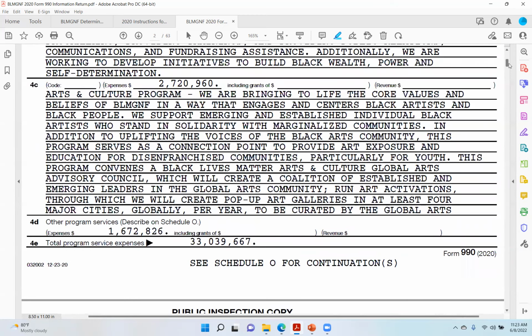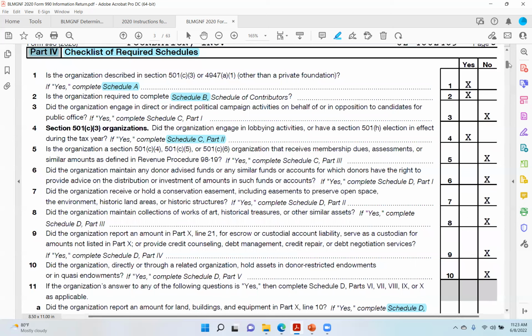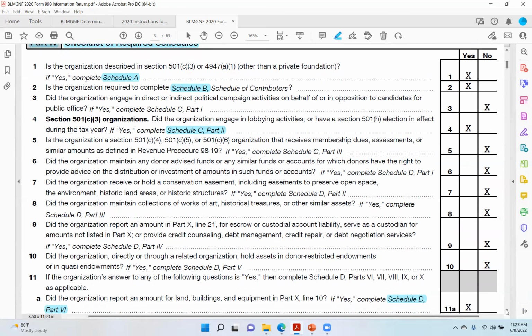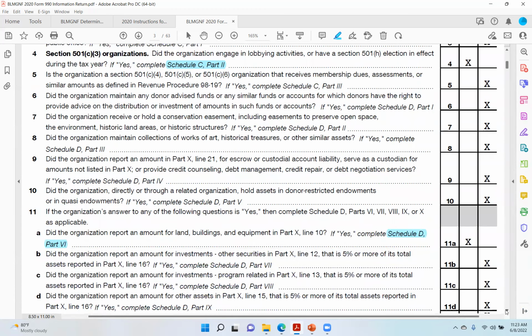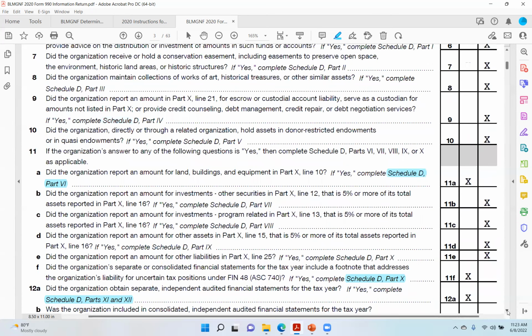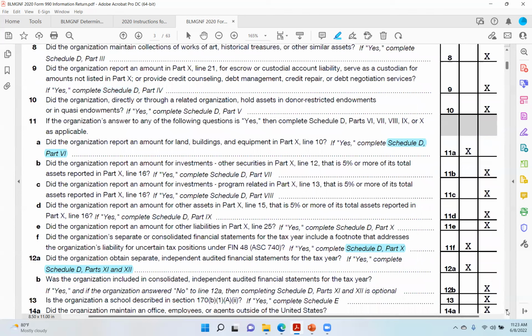We should be looking for Schedule A, and I'm jotting this down. Schedule B. Schedule C, Part 2. Okay. Then I'm going to scroll down. We should be looking for Schedule D, Part 6. Then Schedule D, Part 10 and Part 11 and 12. So Schedule D, Parts 10, 11, and 12.